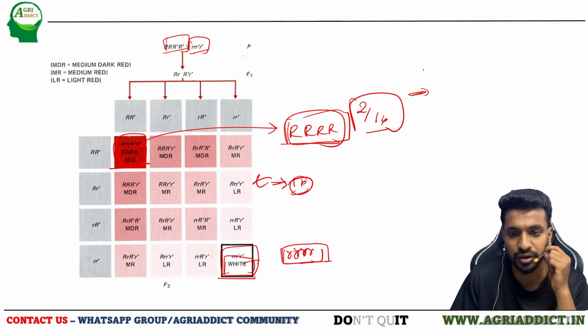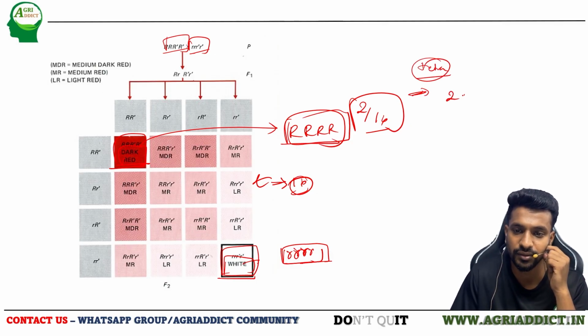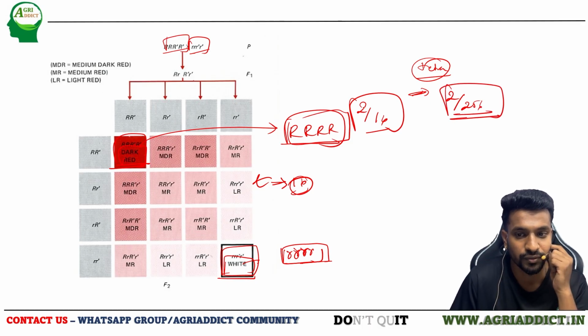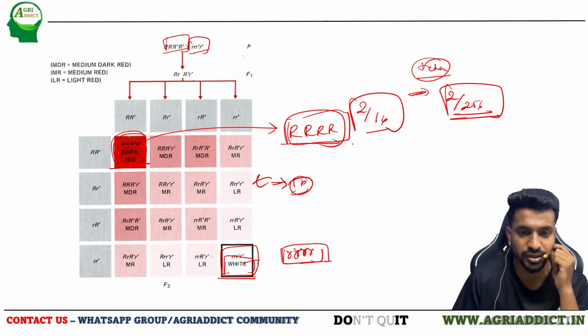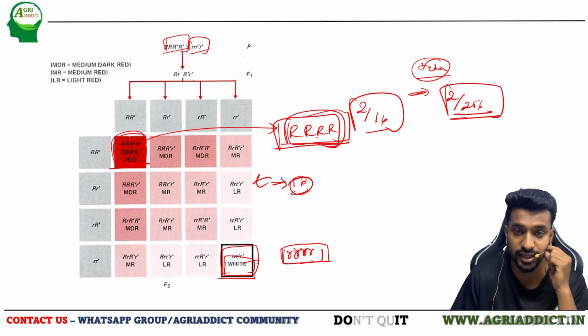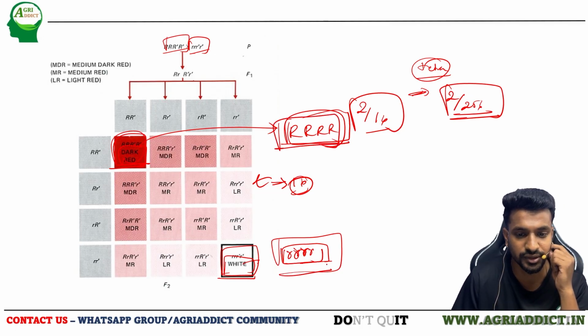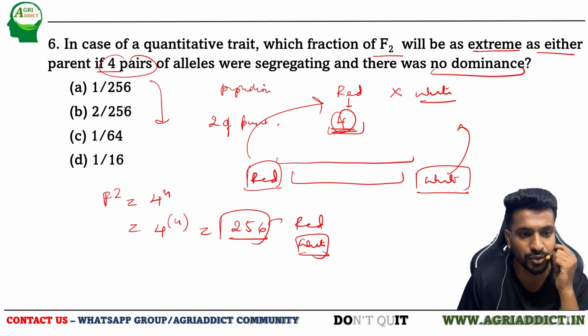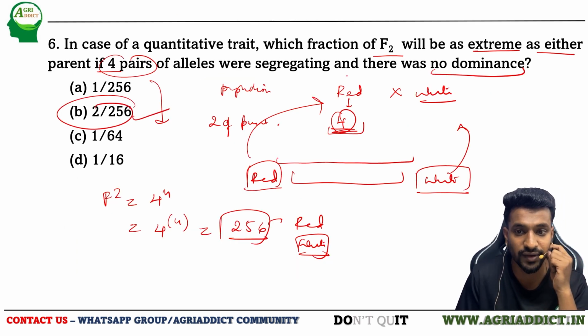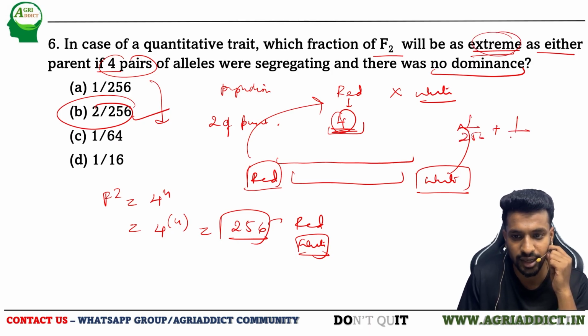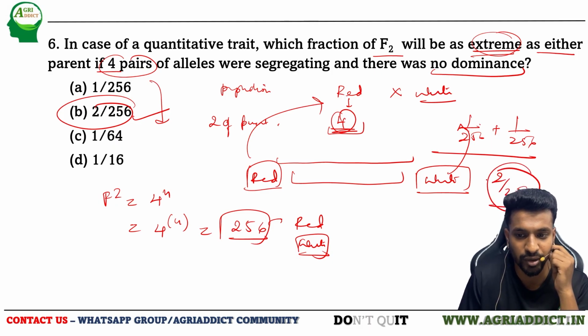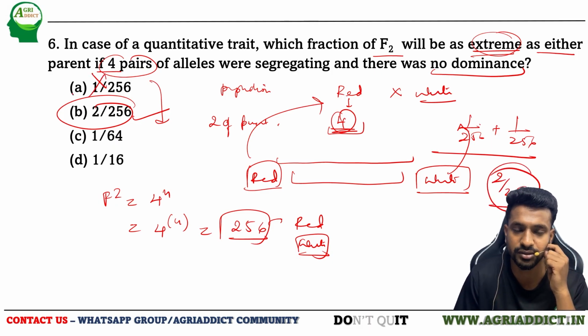Similarly, even if you go for a tetrahybrid cross, then the fraction will be 2 by 256 only. Out of 256, there will be only two combinations which will be completely homozygous for either the dominant gene or the recessive gene. For this, the answer would be 2 by 256, since they have asked for either of the parents. Either means or, that means we have to add the individual frequencies. That means 1 by 256 plus 1 by 256, it would be 2 by 256, not 1 by 256. Okay, I hope this is clear.